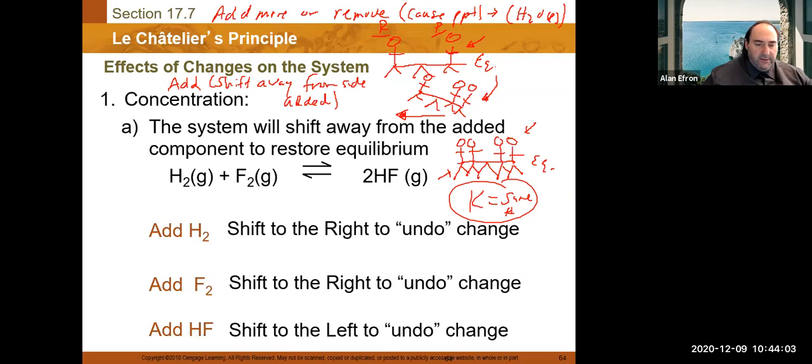So let's take a look at the example that we have here. So we have this reversible reaction.